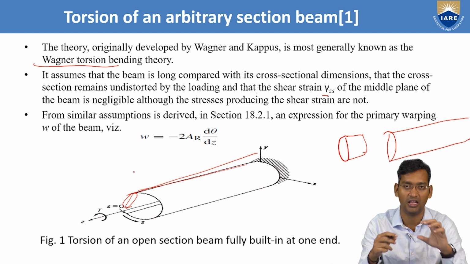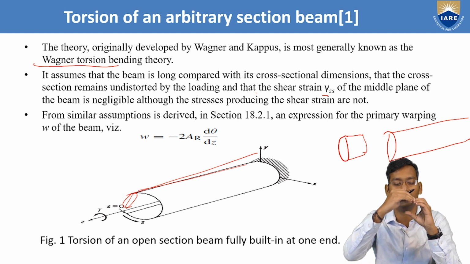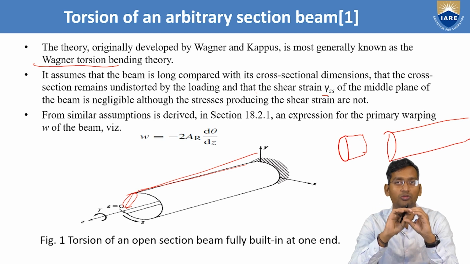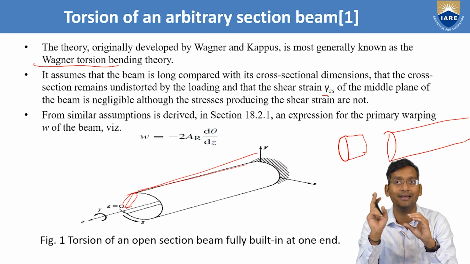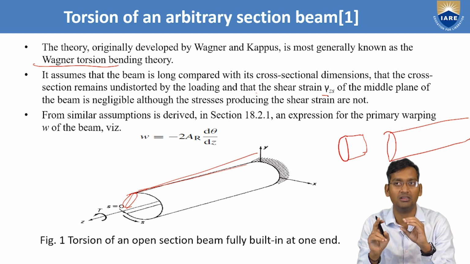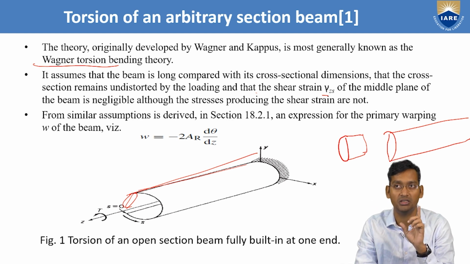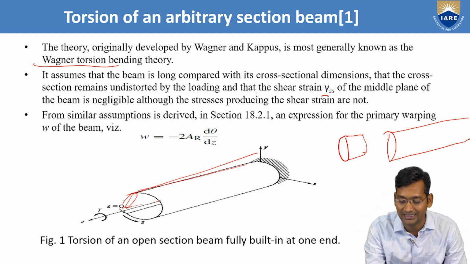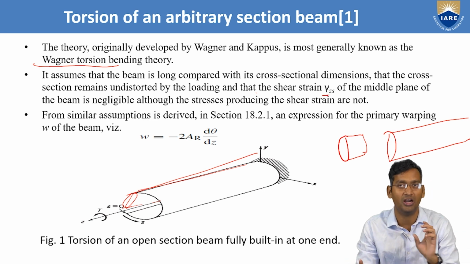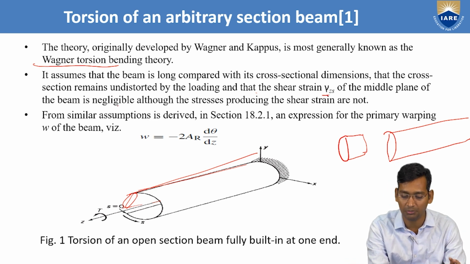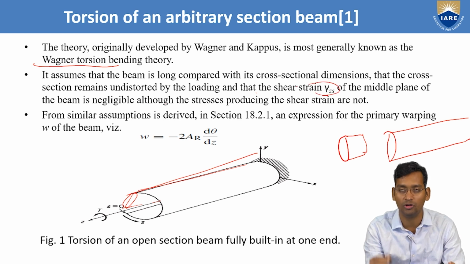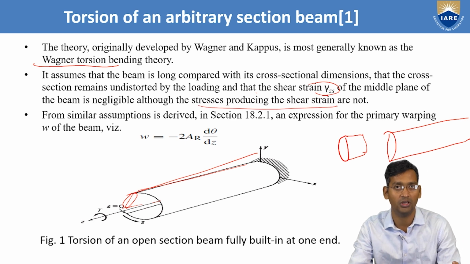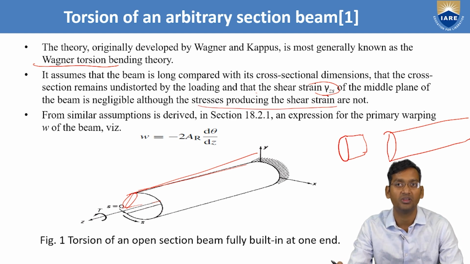Means the cross section should not open up. If you apply the force here, what will happen? It will get twisted somewhere. So that should not happen; it should not get distorted by the loading. And the shear strain, gamma ZS, of the middle plane of the beam, the middle plane is this one here. You can see that Z is along the surface. This gamma strain also should be negligible through the stresses producing the shear strain. Similar assumptions are used in the derivation.